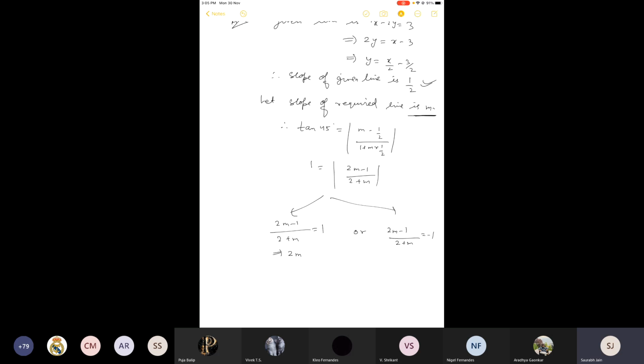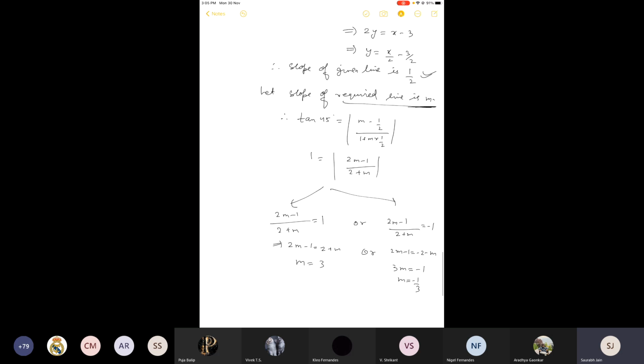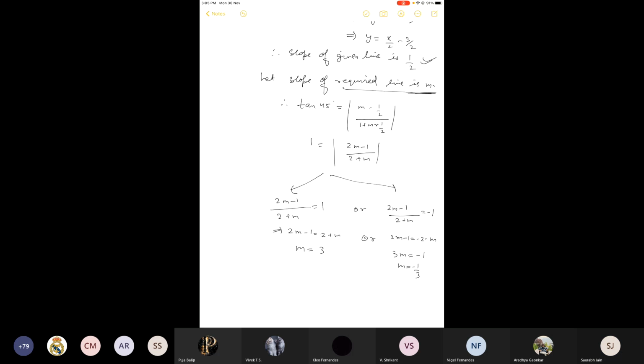So this comes out to be 2m minus 1 equals 2 plus m, or m equals 3. And here 3m equals minus 1, m comes out to be minus 1 by 3. So basically I was finding the equation of one line, but I am getting two slopes. A single line cannot have more than one slope. A single line will have a fixed slope.